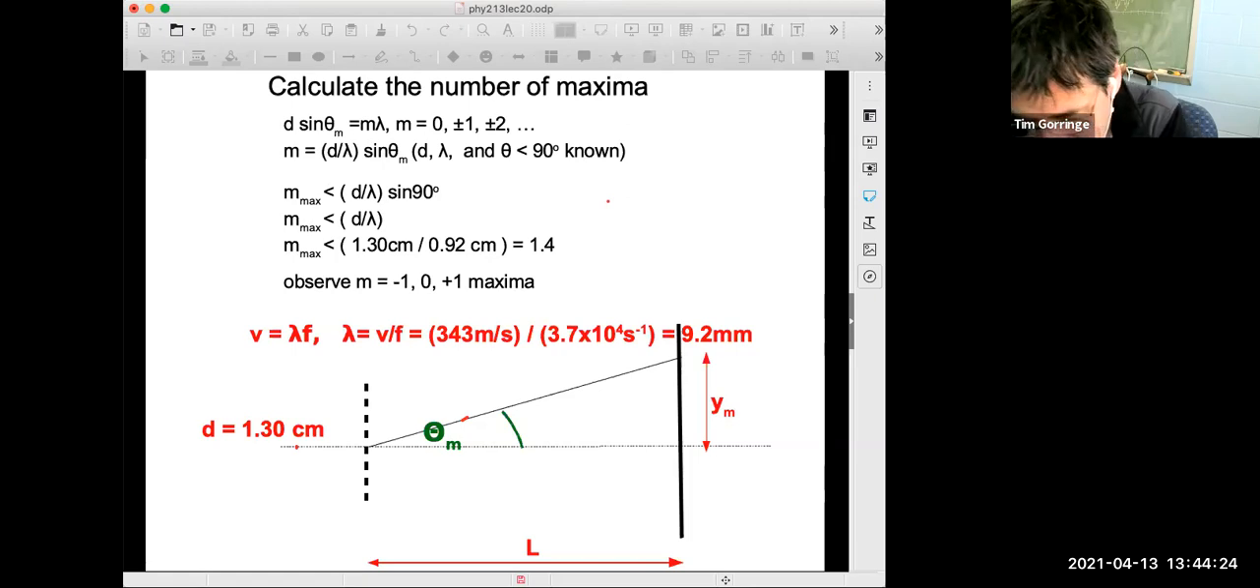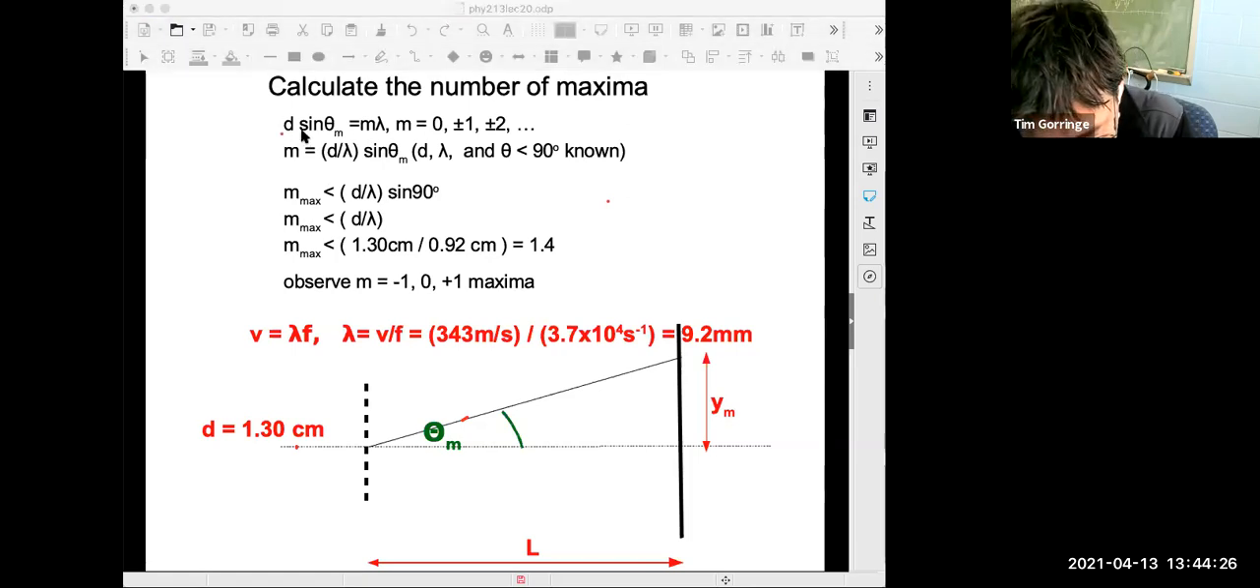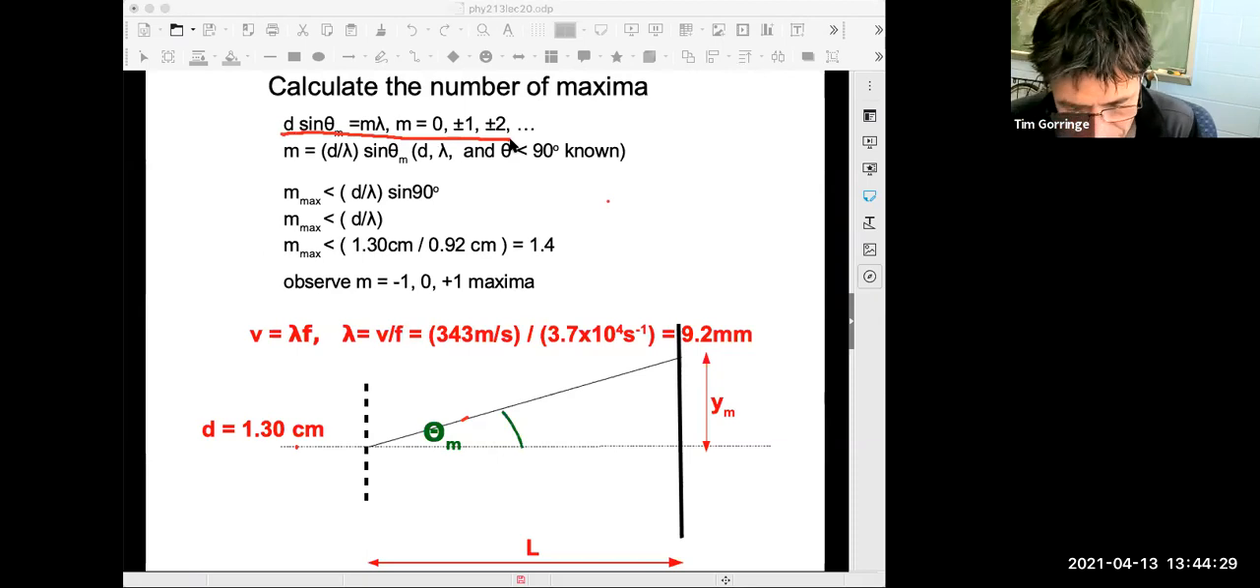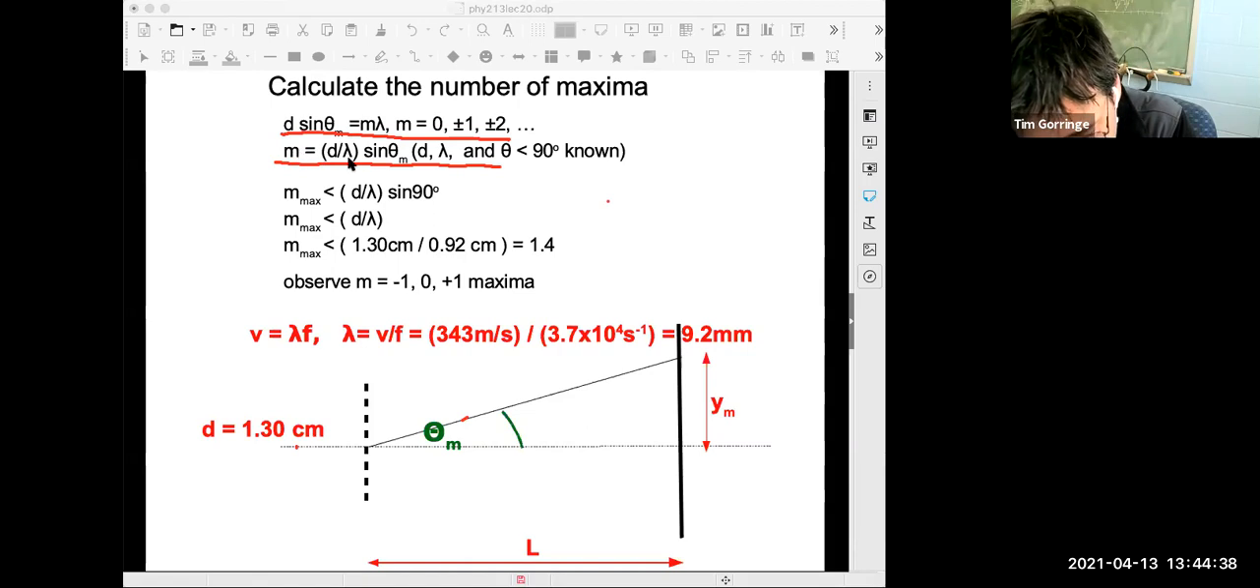This equation here is our equation for the location of the maxima. But you can turn that equation around to be really an equation for the number of maxima. I just rearranged it for m. And recognize that the angle of deflection, this angle theta, has to be less than 90 degrees. Otherwise, you're no longer behind the diffraction grating. You're in front of the diffraction grating. And so plug in 90 degrees.